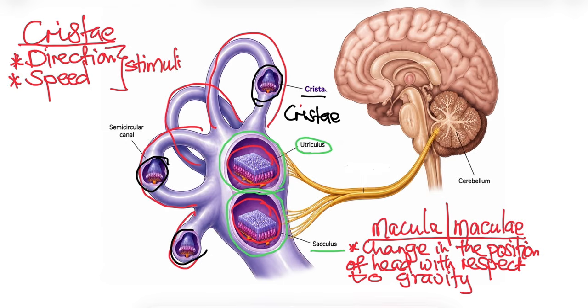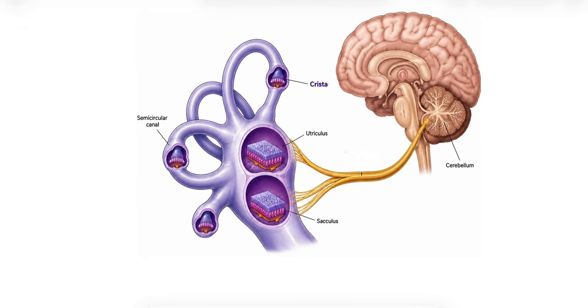You know if it's the cristae in the semicircular canals that are going to be stimulated, or it's going to be the maculae inside the utriculus and the sacculus. So you need to be in a position to identify the type of stimulus from the scenarios that should be provided in the exam by your examiner. Now, having said this, let us look at the detailed process of maintaining balance.